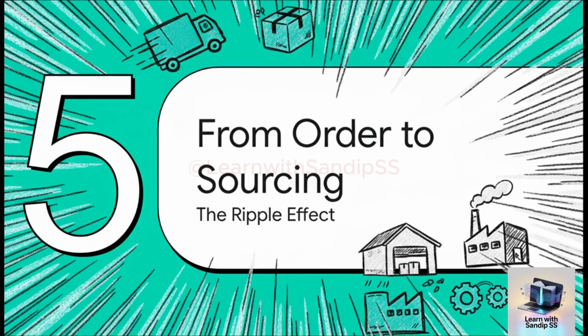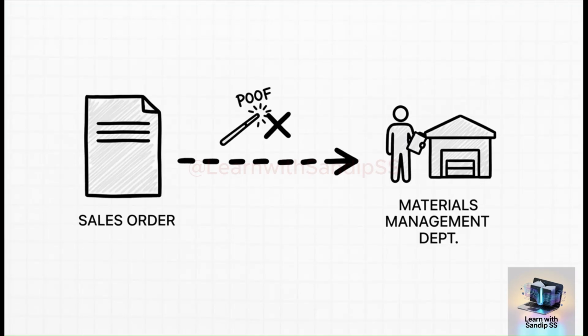So, Sally's created the order, and we know how the document is structured. But that's just the beginning of the journey. Now we get to see how that order creates a ripple effect through the company and triggers the next critical step: sourcing. Right, so the sales order doesn't just magically make products appear. What it does is act as an official request that gets sent over to the materials management team. It's basically saying, hey guys, we need to get our hands on this product for a customer, fast.